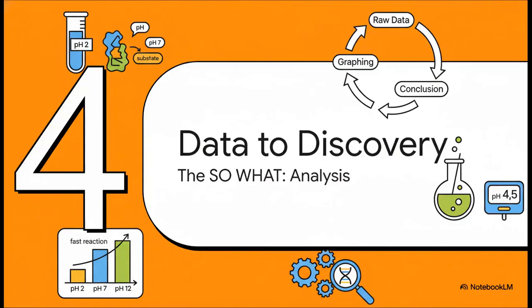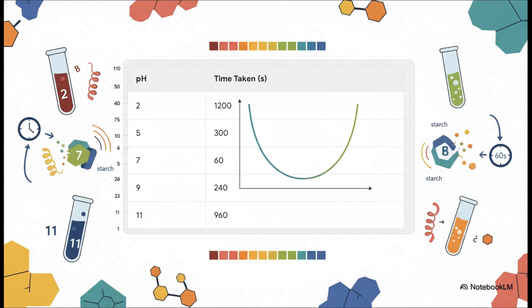So the hard work's done. You've got your timings for all the different pH levels. Now what? Well, this is the so what part, turning those raw numbers into an actual meaningful conclusion. Your results table will probably look a bit like this. You've got your pH values lined up next to the time it took for the starch to disappear. And you can probably already spot the pattern, right? The reaction was fastest, the time was shortest, right around pH 7.